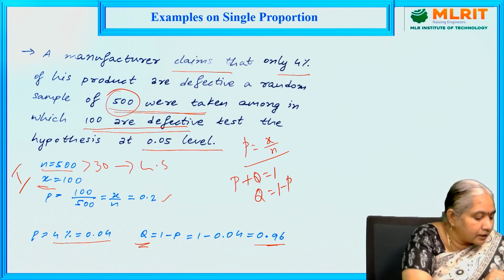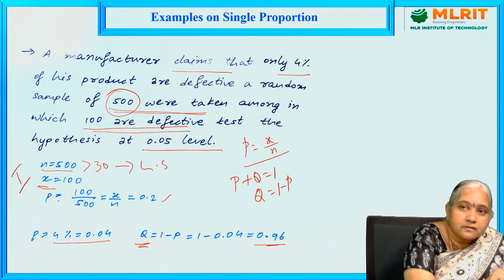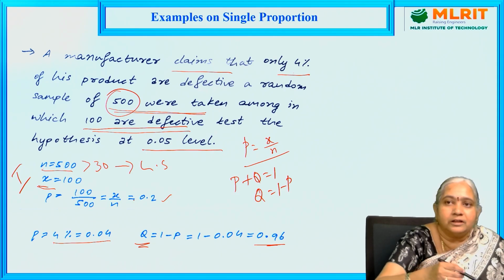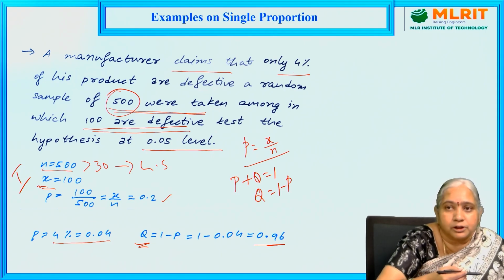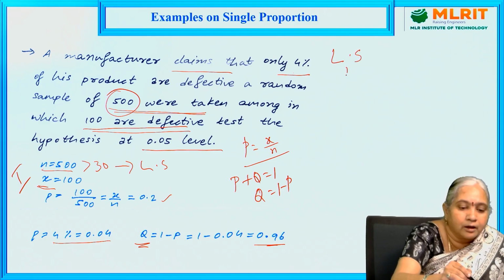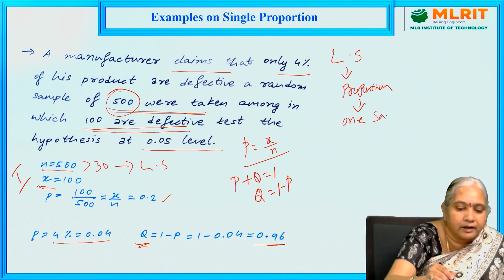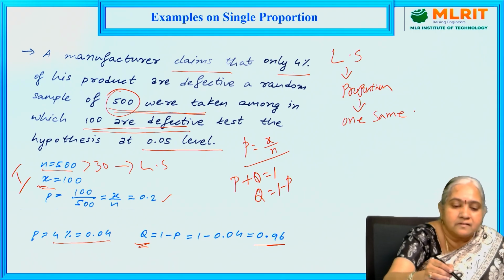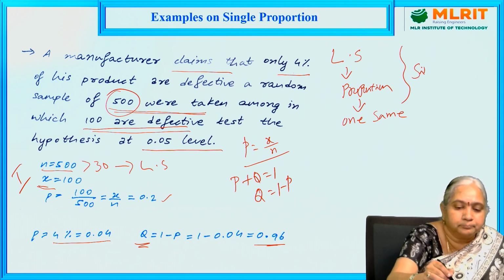We know the values: capital P, that is population proportion, and small p, that is sample proportion, 0.2. So this is all about proportion data and one sample data. Moreover, that sample size is greater than 30, that's why that is a large sample. So in a large sample with proportion data and one sample data given, that's why we apply single proportion.